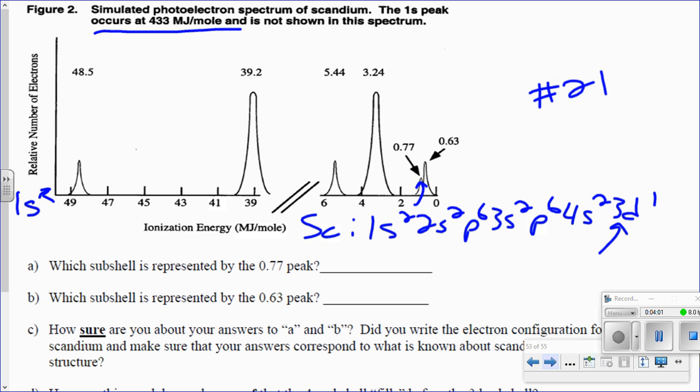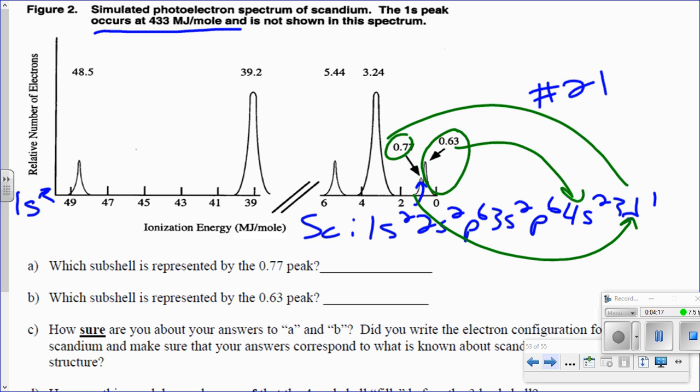We know the 4s2 is going to be lost first. I just screwed that up. It's the highest occupied energy level. So this is the 4s2. Remember, the electrons from the highest occupied energy level are lost first. This is the 3d1 right here. The 0.77 is the 3d1. That's the next electron lost. Notice it's very close to the 4s2, but not quite the same. It takes a little bit more energy.